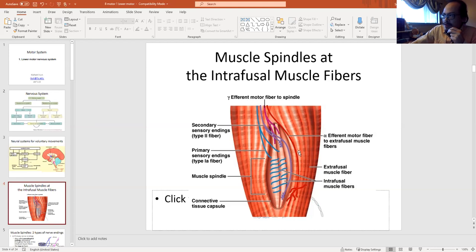So the extrafusal fiber only has one innervation. The intrafusal muscle fiber has multiple innervation. It includes the sensory innervation, to sense the muscle stretch. This muscle spindle has two types. One is the primary ending muscle spindle, like this one here. The other is the secondary ending muscle spindle, located on the side of this intrafusal muscle fiber.